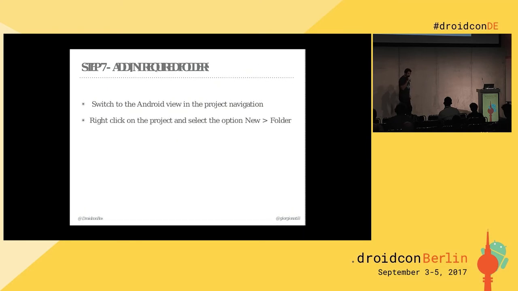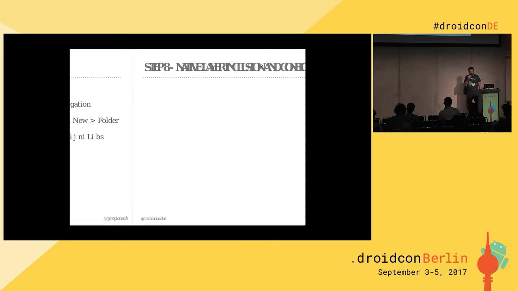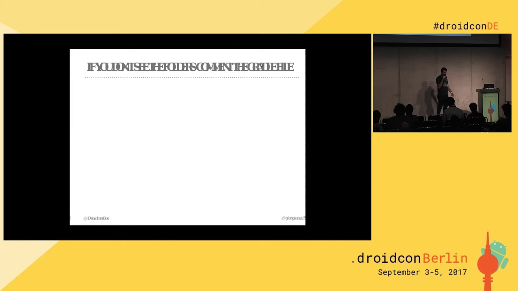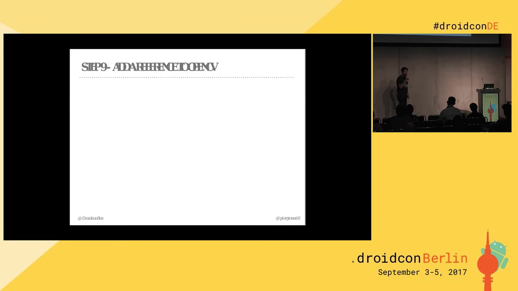Switch to the Android view, right-click, create a new folder, and you can create a JNI folder. The JNI folder is where you store all the C++ files that are needed to extend a little bit the capabilities of OpenCV. You go back in OpenCV, and you also use the JNI libs folder to store all the .so files that you find in the native folder that we saw before. Once you have done this, please comment this line in your Gradle file, the source set, because otherwise Android Studio, the latest version, will not show you the JNI folders. It's important. I spent 2 hours to get there.